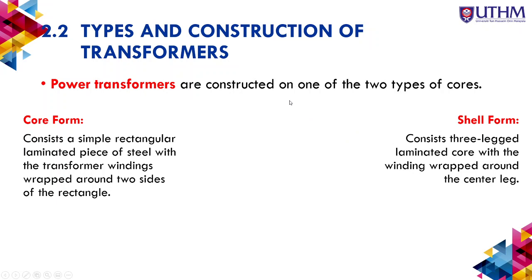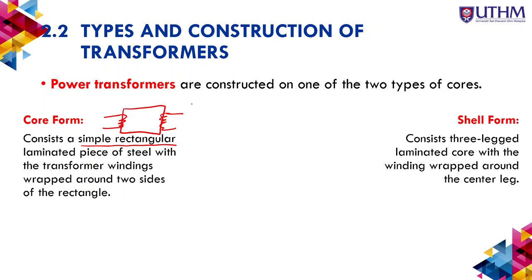Okay, so there are two types of transformer. The name is the power transformer, and they are constructed as one of two types. The first one is the core type, which consists of a simple rectangular shape, like this. There are two windings, on the left side and also the right side. So this is the core form.